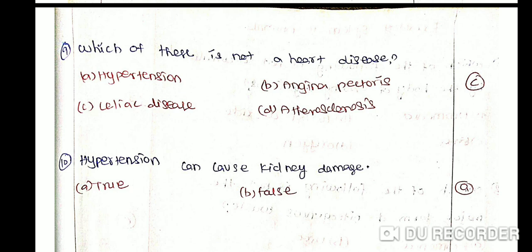Hypertension can cause kidney damage. Option A true, option B false. The correct answer is option A true. Hypertension or high blood pressure is when the blood pressure recorded is 140 by 90 mm Hg or above. It can affect vital organs such as the brain and the kidney. Hence, hypertension can cause kidney damage.